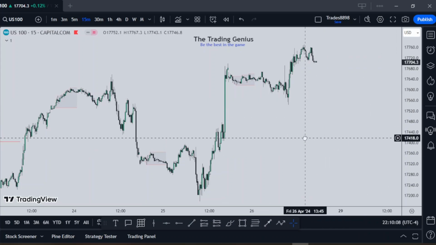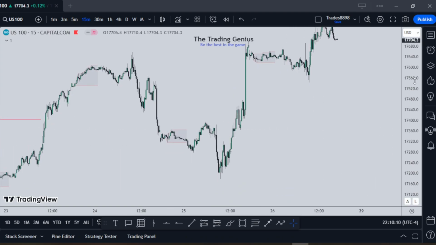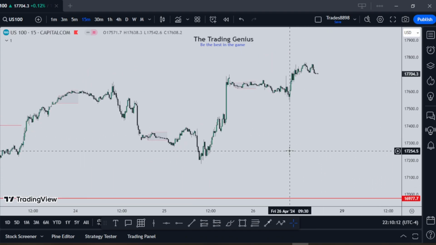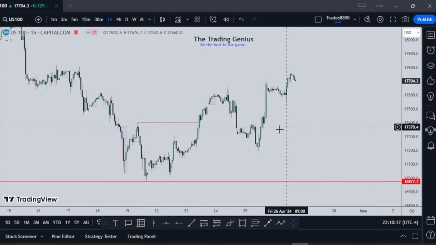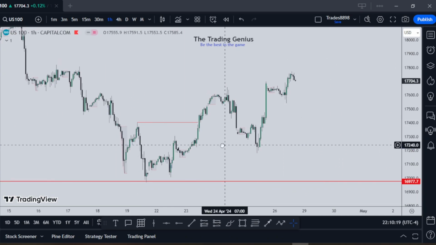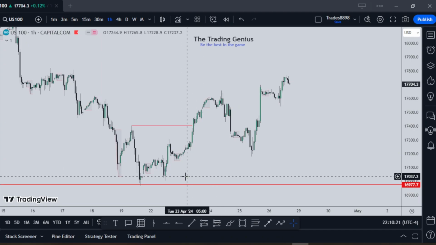So here we have Nasdaq, right? The first thing first, I would like to see what price is doing in the higher time frame. So I normally go to the 1 hour time frame or 4 hour, and clearly you can see that price is now in a bullish market, right?